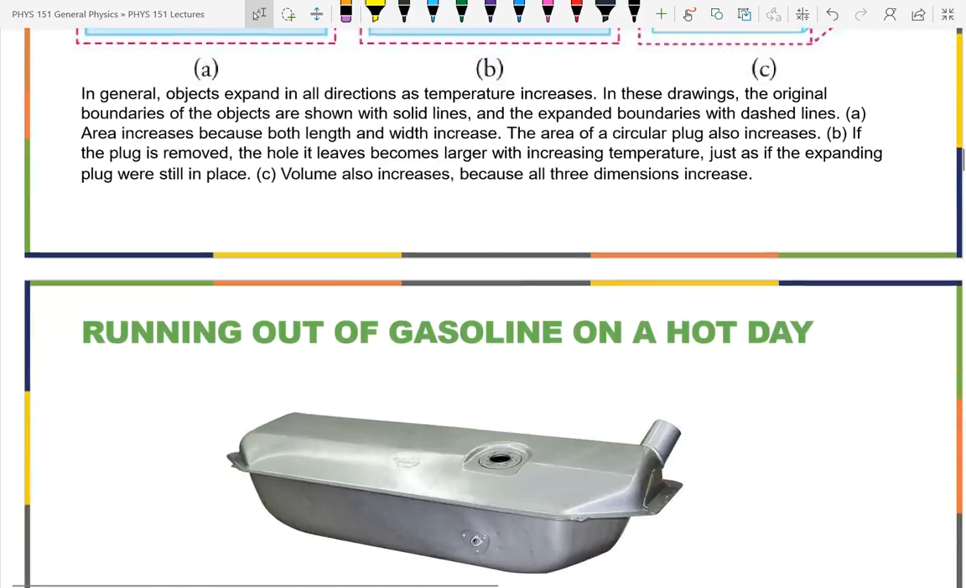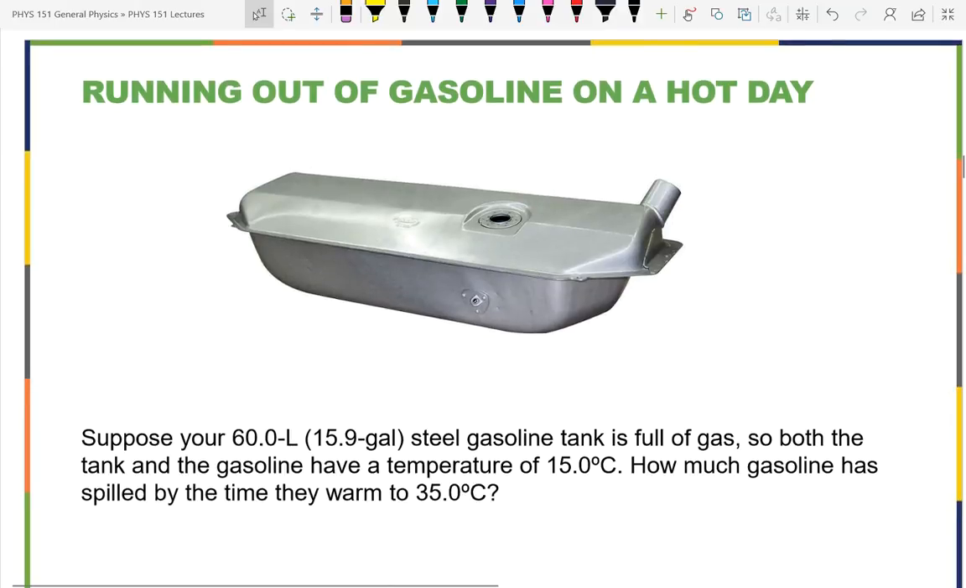Now, oh, I forgot. Speaking of gas, I wanted to show you this just because it's a really cool thing. You have a steel gasoline tank full of gas. So both the tank and the gasoline have a temperature of 15 degrees when you fill it up. How much gas is spilled when it warms up to 35 degrees Celsius? Why are you going to spill gas when the tank is filled up at 15 and then it warms up to 35?